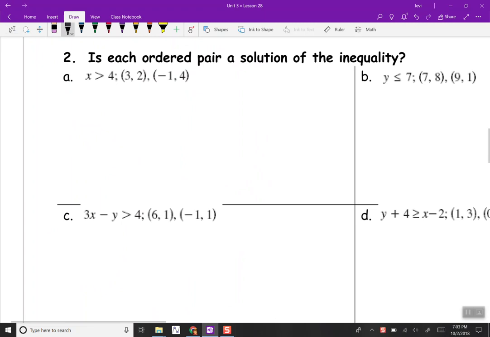Anyway, our first problem is x greater than 4, and we're seeing if (3, 2) is a solution or (-1, 4). So we're just going to plug in the x value. These are x and then y. Is 3 greater than 4? The answer would be no. And for our other one, we plug in the x value, negative 1. Is negative 1 greater than 4? That is a no as well. So both of those are no's.